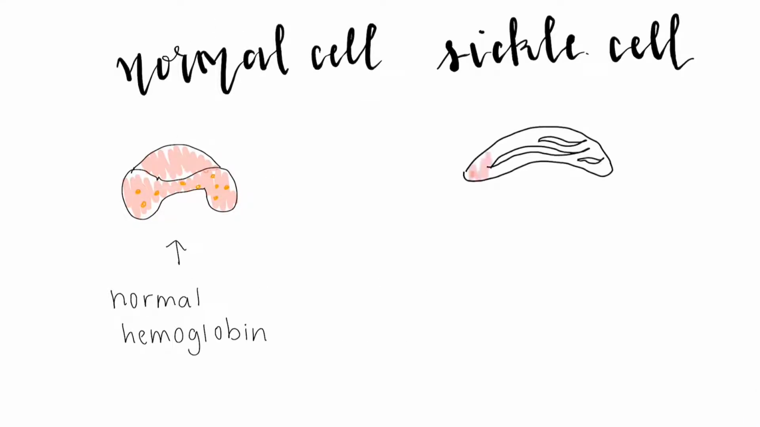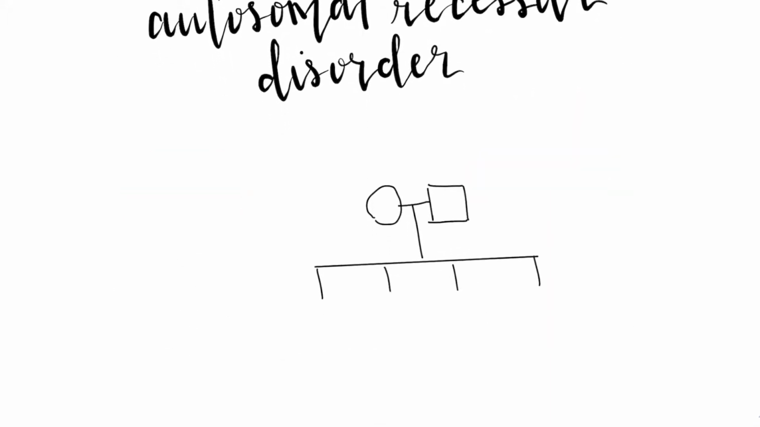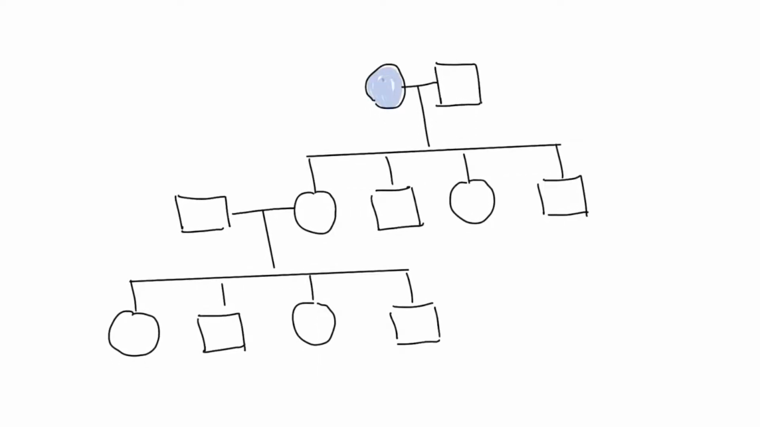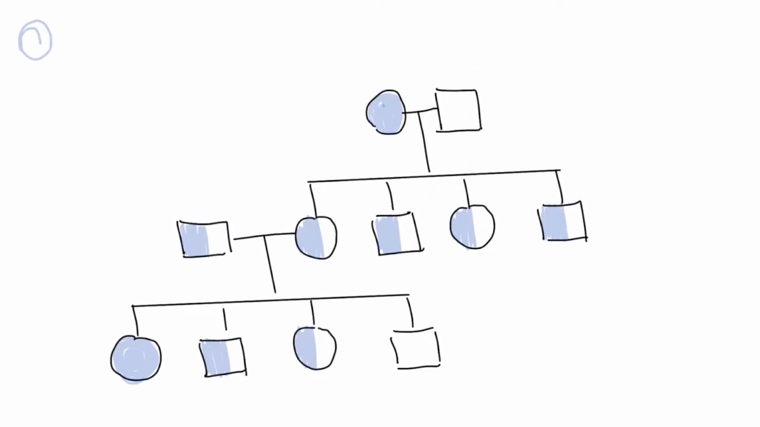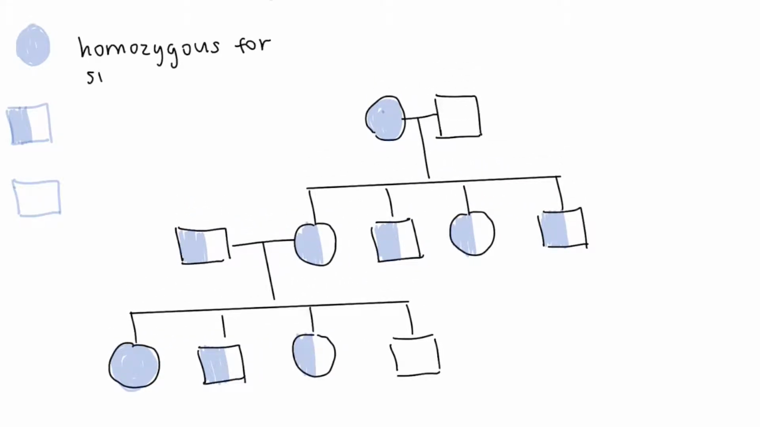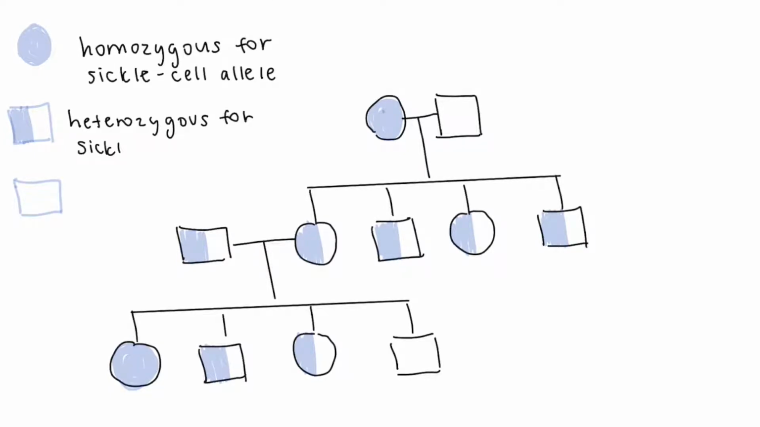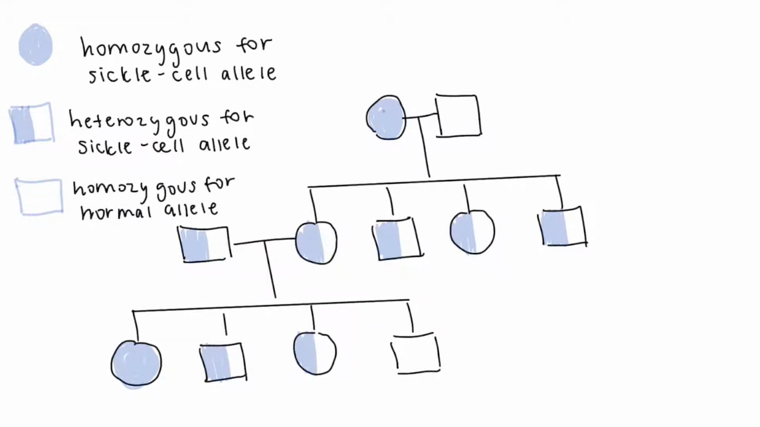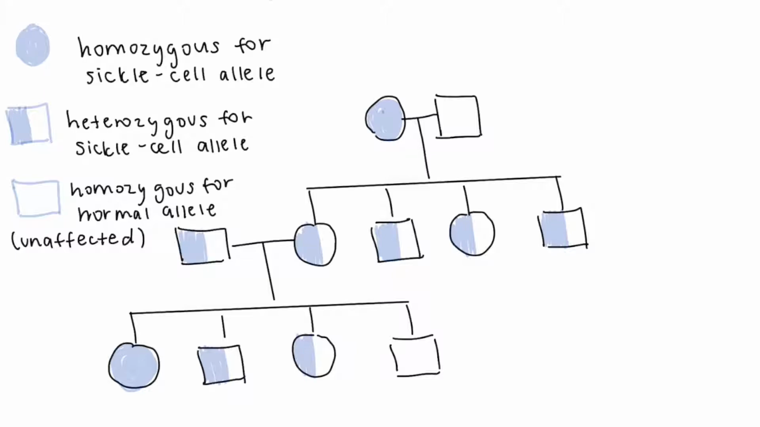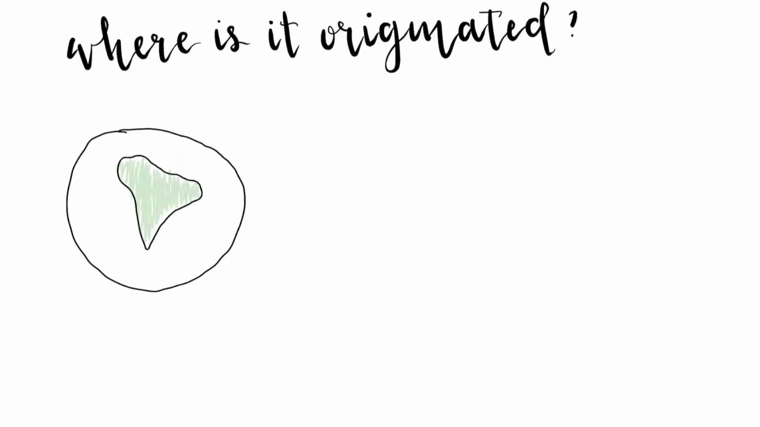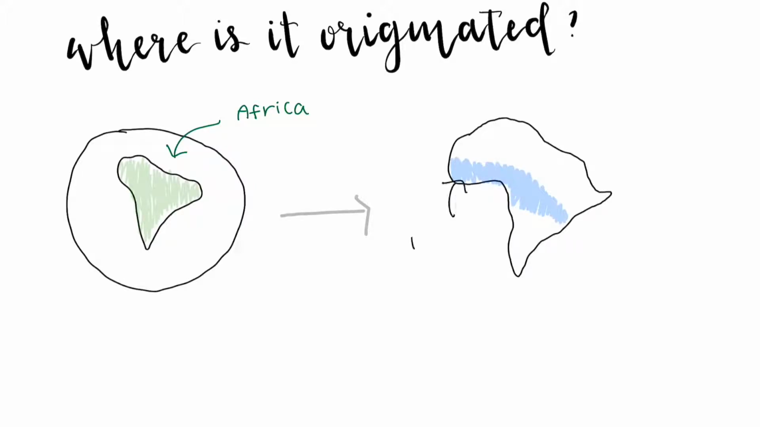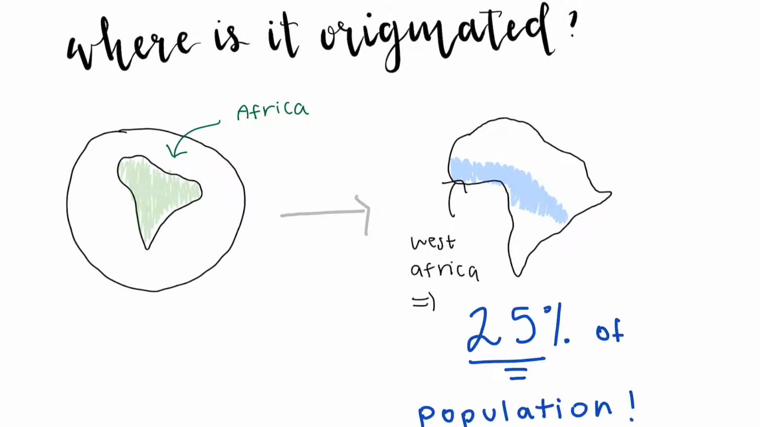To start, we define sickle cell anemia as an autosomal recessive disorder, not sex-linked, passed on by carriers of the sickle cell anemia allele, and is the most commonly inherited disease in the world. And it is highest in West Africa, where it is found in 25% of the population.